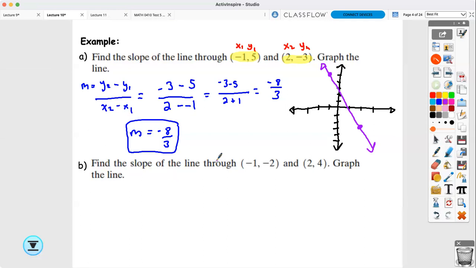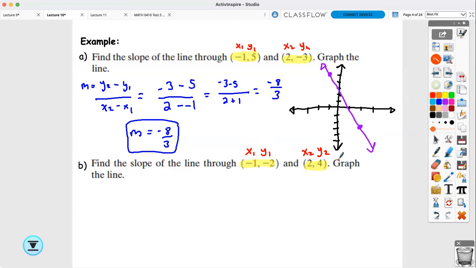All right, let's go ahead and run it back with example B, class. It says find the slope of the line through -1 comma -2 and 2 comma 4. Graph the line. So let's go ahead and look at it. Those are the 2 points. Let's label them, right? So we'll have x1, y1, x2, y2.